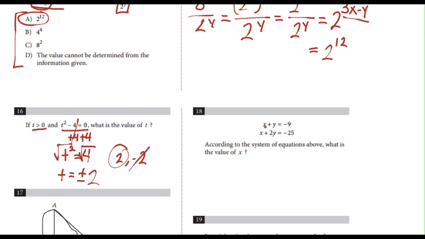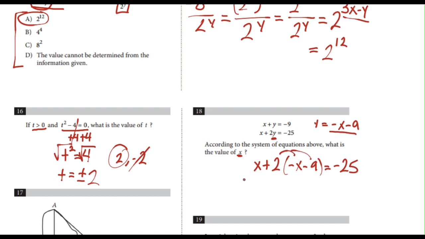Number 18, we have x plus y equals negative 9 and x plus 2y equals negative 25. Since they're asking what is x, we first need to get y by itself in this first equation by subtracting x on both sides. So we'll have that y equals negative x minus 9. Now that we have y equals negative x minus 9, we can plug it back in to y in the other equation. So for the other equation, we'll have x plus 2 times, instead of y, we're going to plug in what y is equal to, negative x minus 9, equals negative 25.